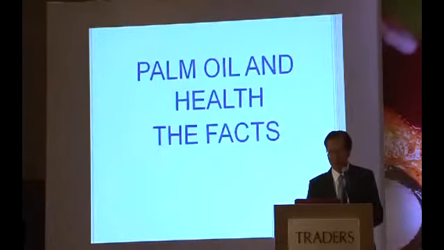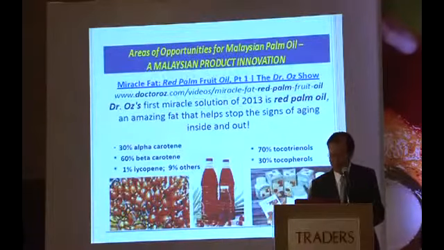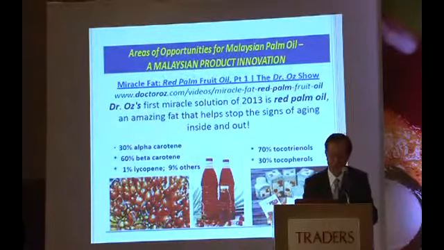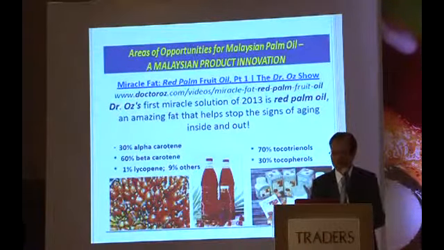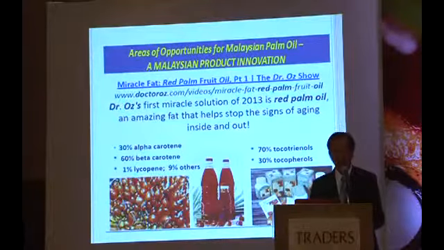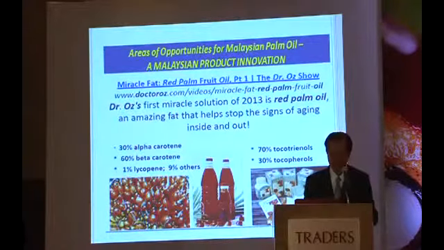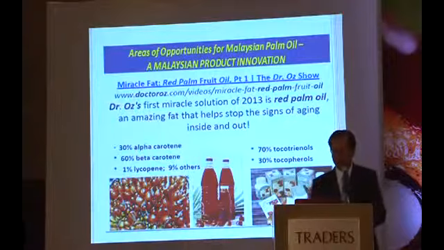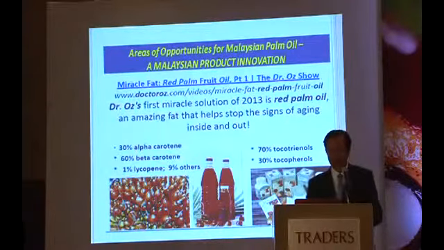But there may be opportunities to question this acceptance of palm oil as food, as nutritional acceptance, and therefore I want to elaborate in the next few slides what others are saying. This is not what I am saying as a promoter of palm, but others are saying.